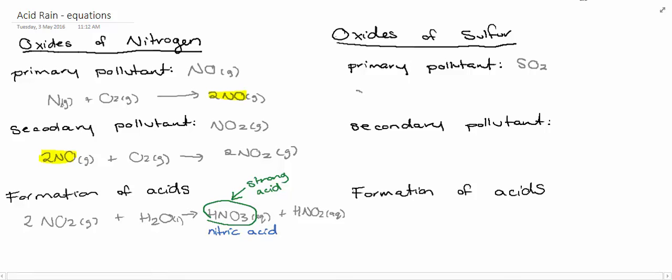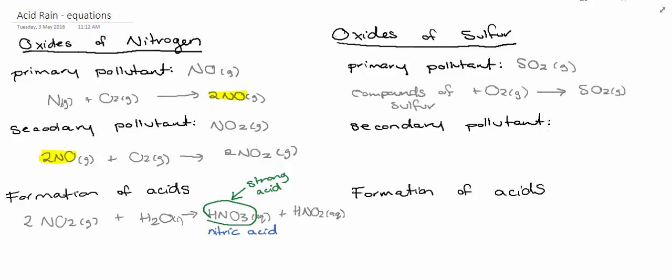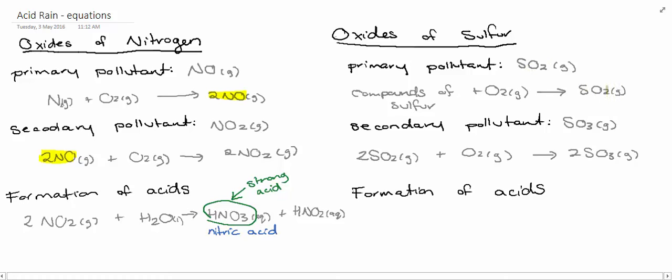So once the sulphur dioxide is in our atmosphere, it can further react with oxygen to go on and form our secondary pollutant, which is sulphur trioxide. Okay, so just to recap that, our primary pollutant, that is what is emitted into the atmosphere, is sulphur dioxide. That can then further go on to react within the atmosphere to form our sulphur trioxide.